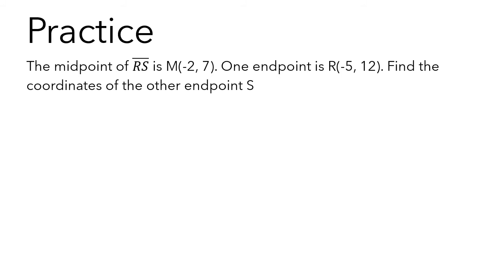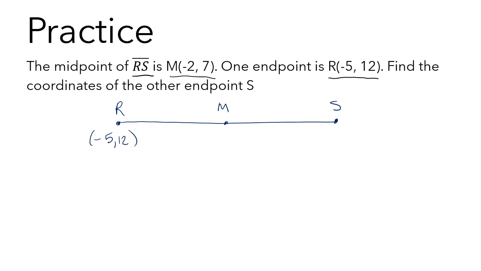Okay, on this question, it says the midpoint of RS is M (-2, 7). And we're told one endpoint, R, is (-5, 12), and we're asked to find the other endpoint. So to do this, I'm going to actually draw a line. This side will be R, draw it kind of long. This side will be S, and my midpoint is right in the middle. So I'm told the coordinate of R is (-5, 12). The coordinate of the midpoint is (-2, 7), and I want to figure out what is the coordinate of S.